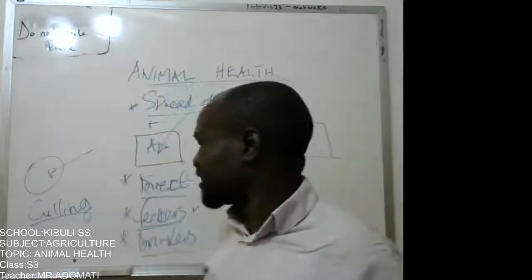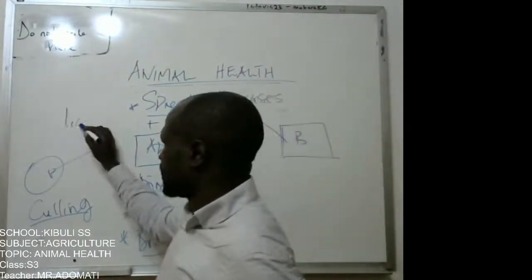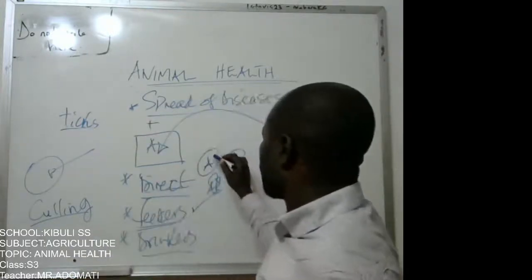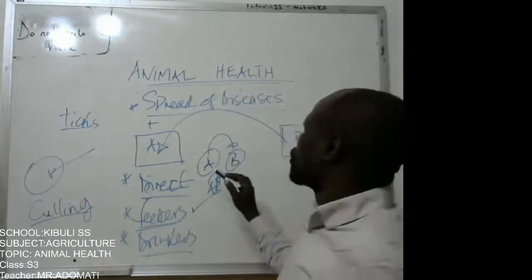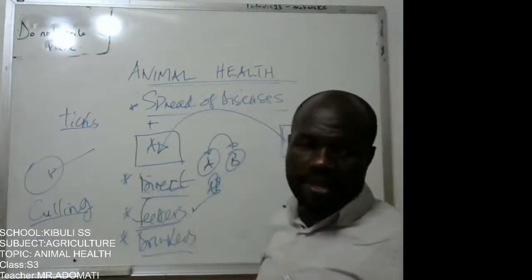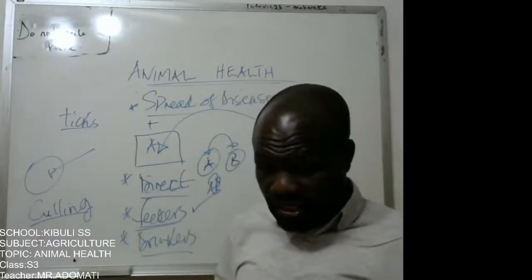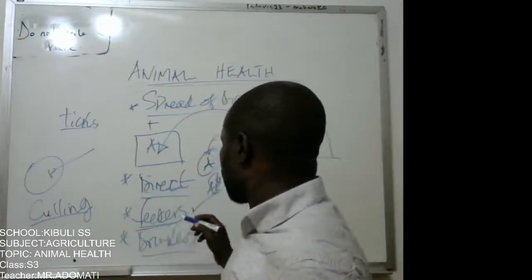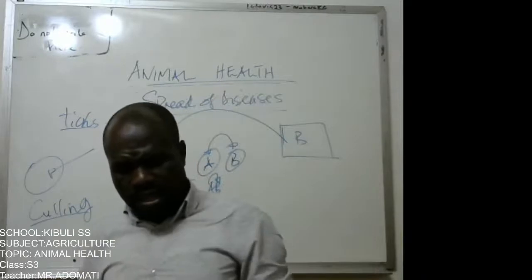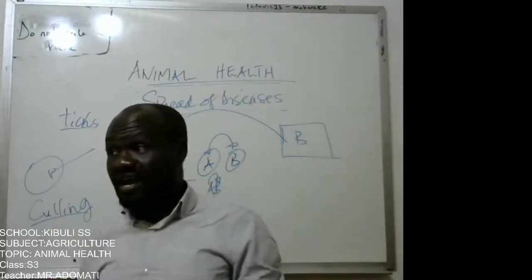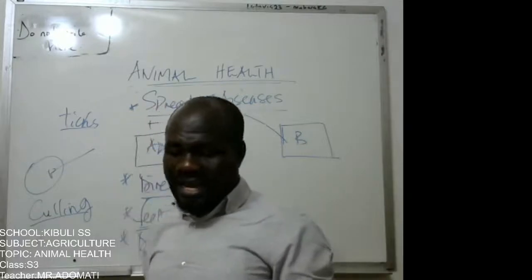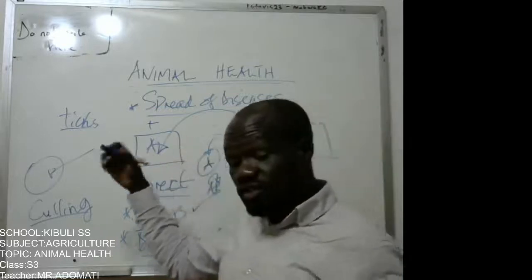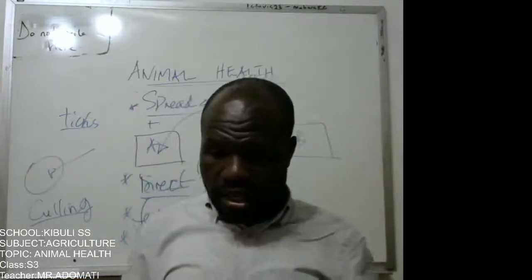Then, these different diseases can also be spread through some blood-sucking organisms. For example, the ticks. Ticks can spread diseases. It sucks blood from animal A, then it goes on to suck blood from another animal B. In such a case, disease can also spread. Then the other way through which disease can spread is through excreta, through dung and urine. For example, if an infected animal drops dung on the compound, that dung, since it is infected, it can be having germs which can get into other animals that are healthy.